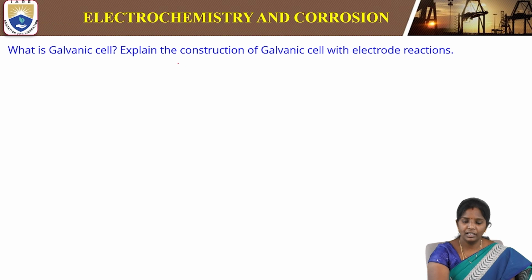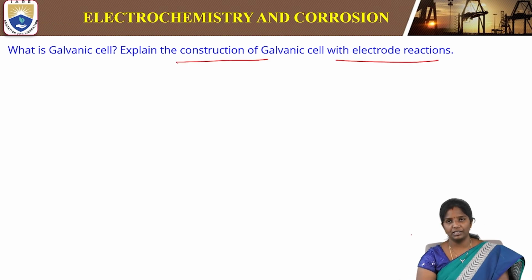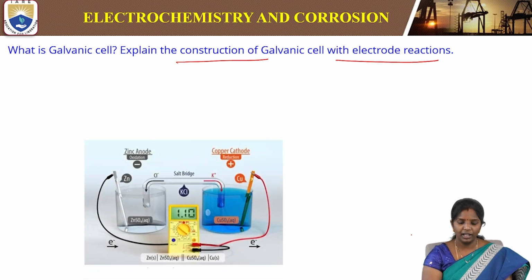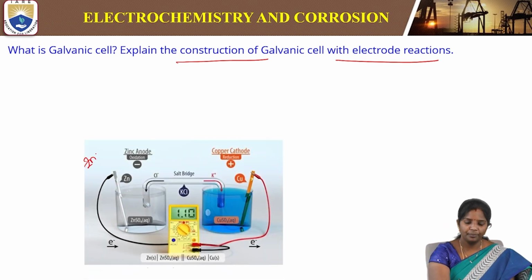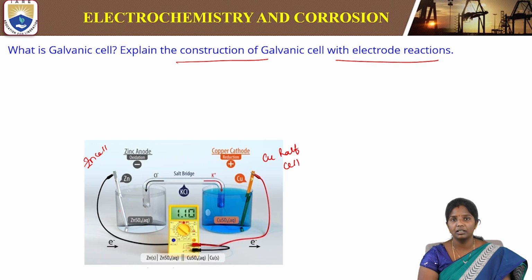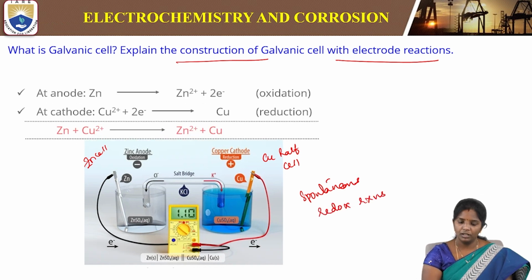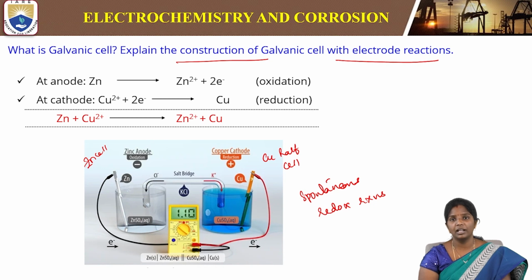What is a galvanic cell? Explain the construction of a galvanic cell with electrode reactions. So what is the galvanic cell? We have a zinc half cell and a copper half cell. The galvanic cell is nothing but an electrochemical cell wherein spontaneous redox reactions take place. It is an electrochemical cell where a spontaneous redox reaction takes place between two half cells.